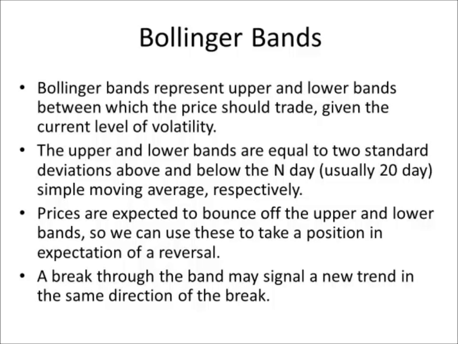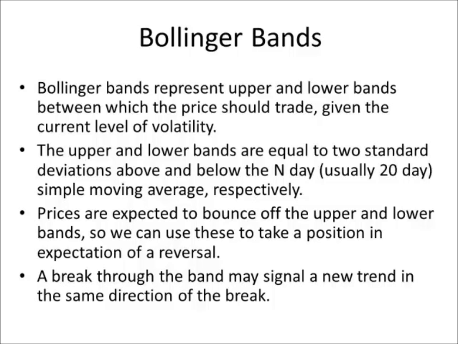To calculate the average true range, we first need the true range. The true range is going to be equal to one of these three values. So we calculate three different ranges. The first range is today's high minus today's low. In this indicator we're going to be using open, high, low, and close. The second range is today's high minus yesterday's close, the absolute value of that.